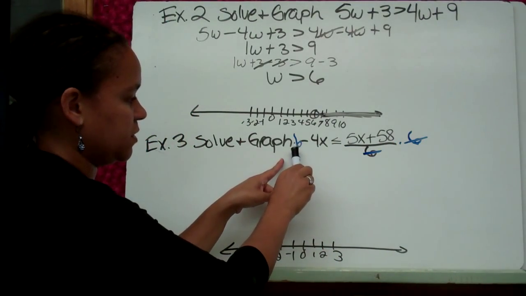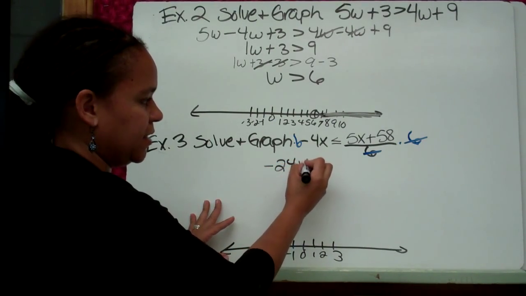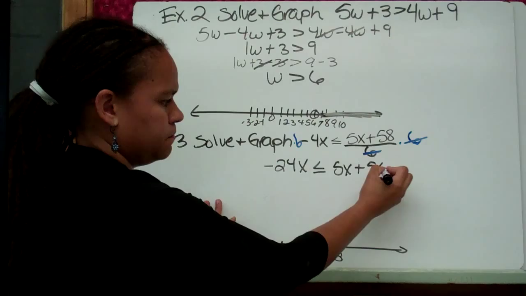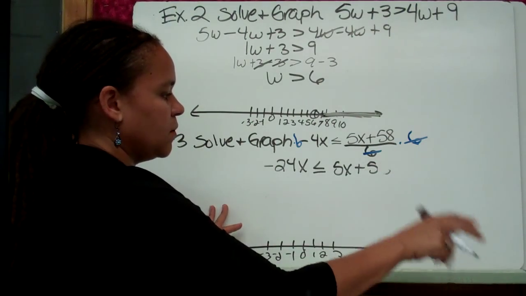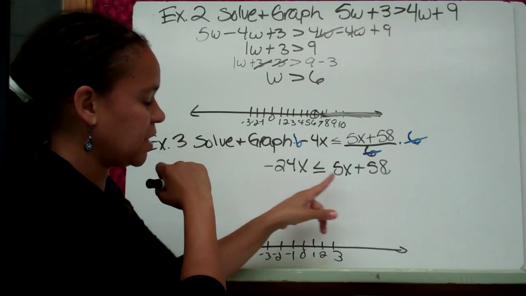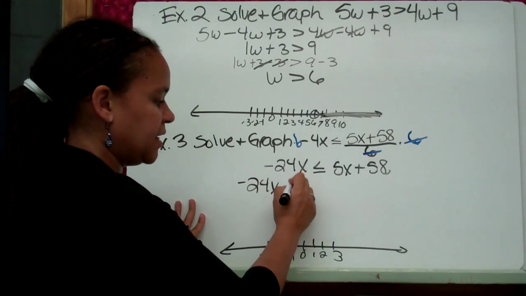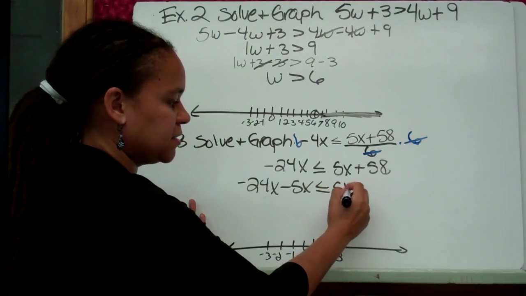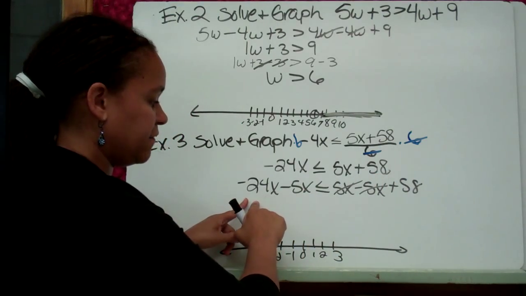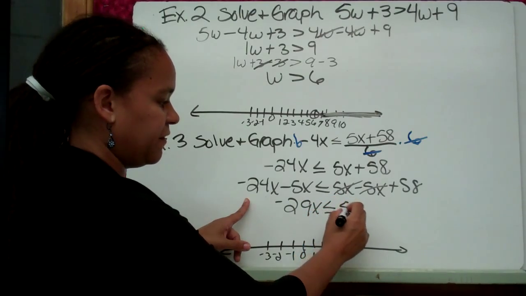So what you would have left, this is 6 times negative 4, so we'd have negative 24x is less than or equal to 5x plus 58. So I multiply both sides by 6. 6 times negative 4x, negative 24x. And now let's subtract 5x from both sides. So negative 24x minus 5x is less than or equal to 5x minus 5x plus 58. Those go away. Negative 24x minus 5x, negative 29x is less than or equal to 58.